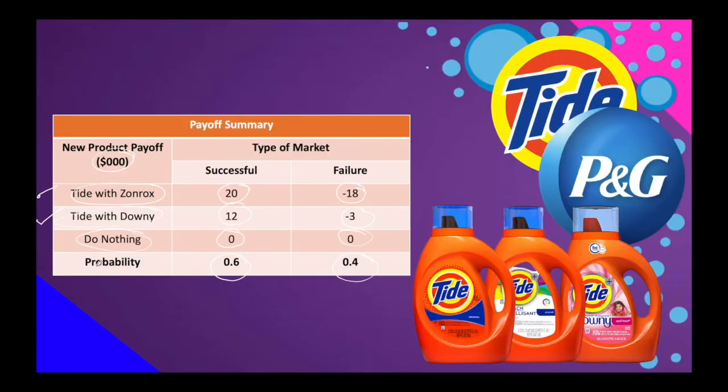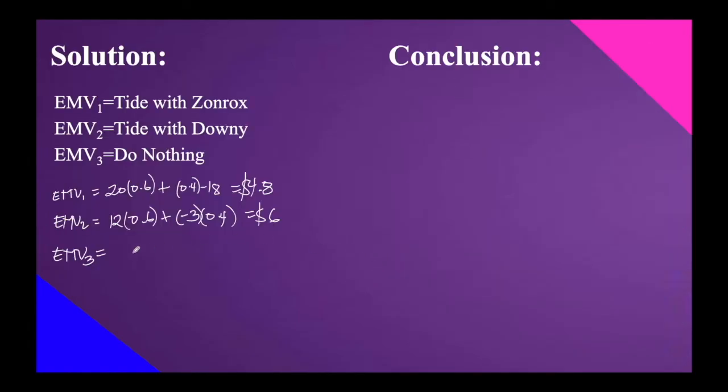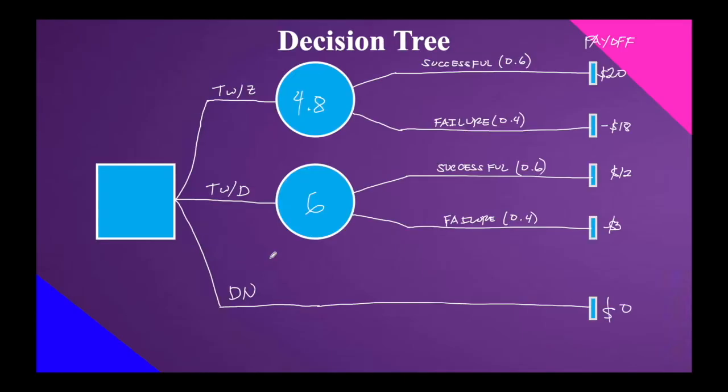As you can see, EMV sub 3 is 0 times 0.6 plus 0 times 0.4. Sige, kahit alam natin na 0 siya, isulat pa rin natin for formality. Basically, this is equivalent to $0. Pagdating sa decision 3, hindi na po siya isusulat dahil 0 na ang equivalent niya. Gusto niyo lagay dito sa 0, yung iba ganun, may mga software na ganun. Pero hindi naman siya standard na format.